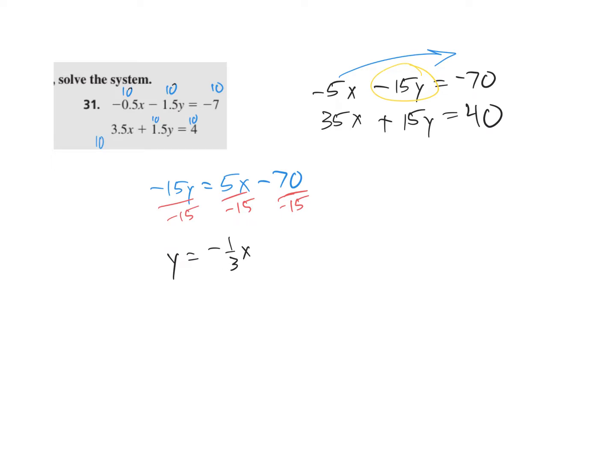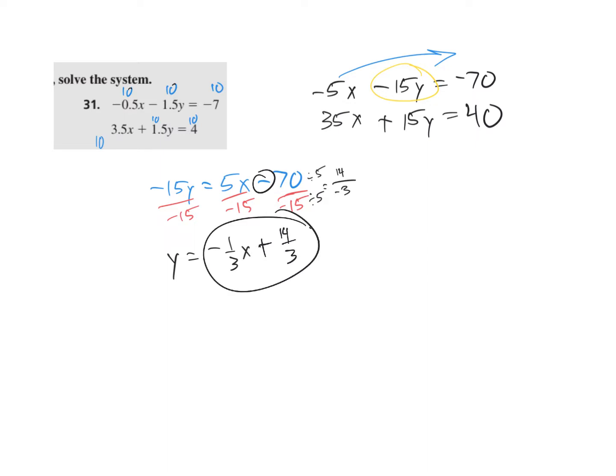And 15 goes into 70 only... 5 times 15 is 75, so 4 times 15 is 60. So we can reduce this by 5s, and that becomes 14, and 15 divided by 5 is 3. So that's negative 14/3. You have a minus sign, and a negative 14/3 makes plus 14/3.